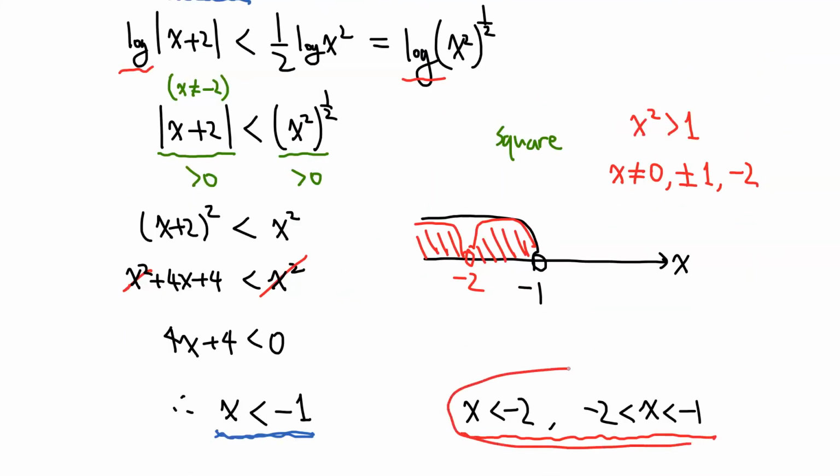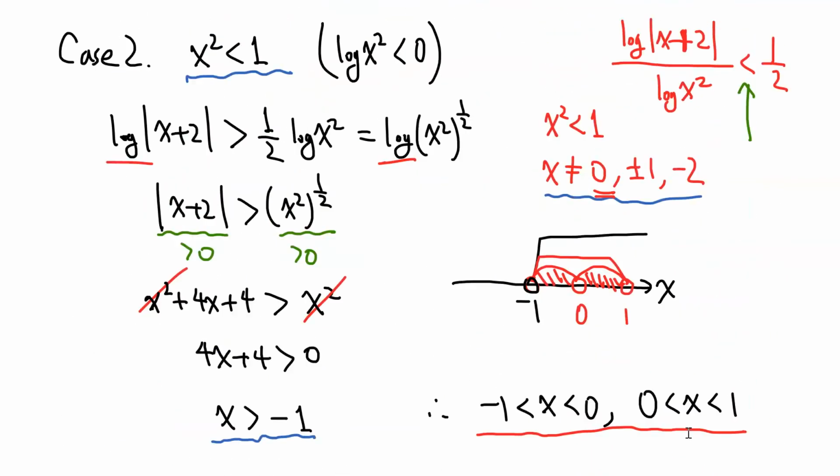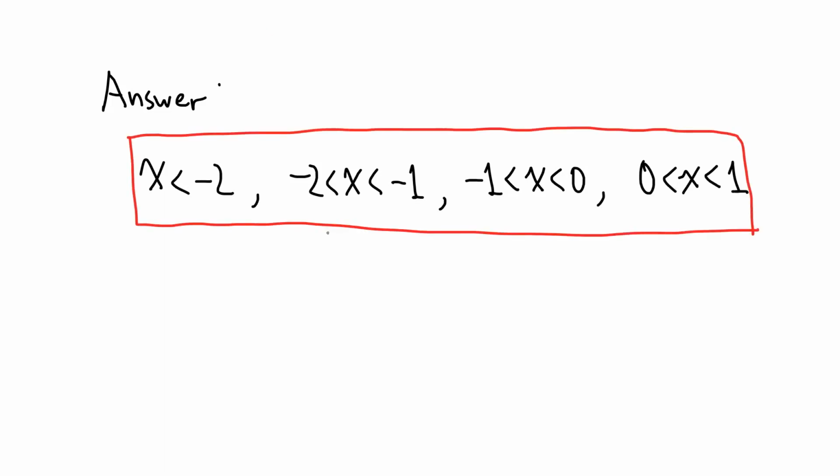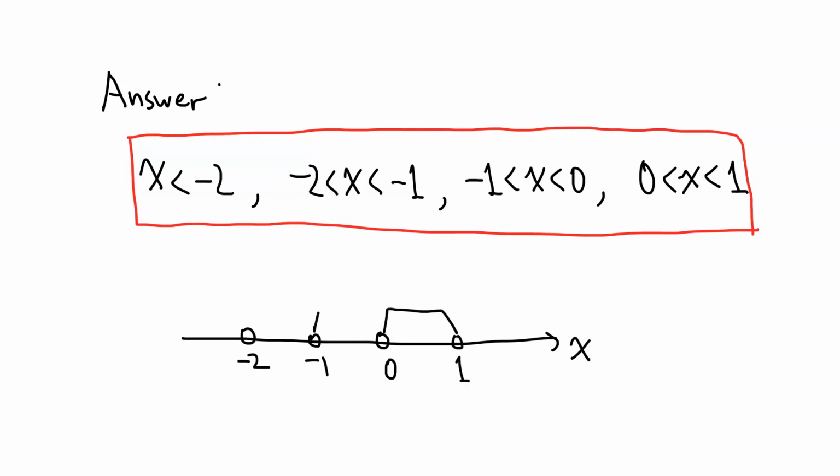And if we combine the solution from case 1 and case 2, we have our final answer. x is less than minus 2, x is greater than minus 2 and less than minus 1, x is greater than minus 1 and less than 0, and x is greater than 0 and less than 1. So this is our final answer. So x can have these values excluding the boundary values of 1 and 0 and minus 1 and minus 2 as well.